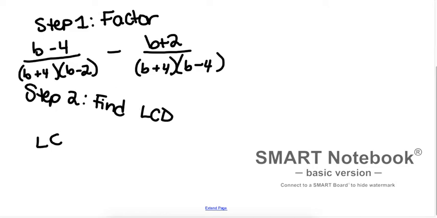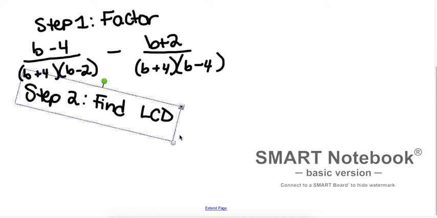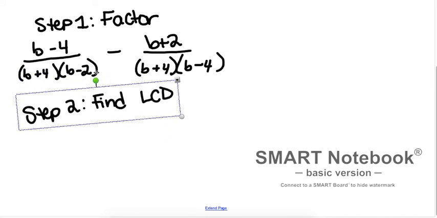Sorry guys, my computer is being very slow today. There we go. Okay, I rotated this by accident.